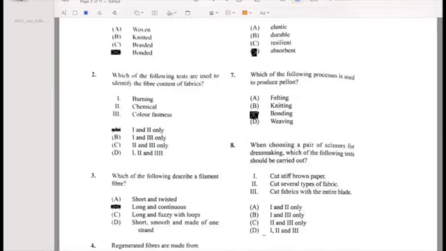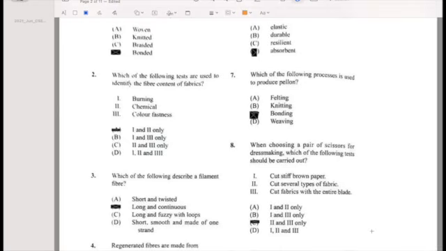When choosing a pair of scissors for a dressmaker, which of the following tests should be carried out? All right, they give us 3 options: cut stiff brown paper, cut several types of fabric, cut fabric with the entire blade. First of all, we should not cut paper or anything with our shears that we use as a dressmaker. All right, so if your option is C, then you are correct here.